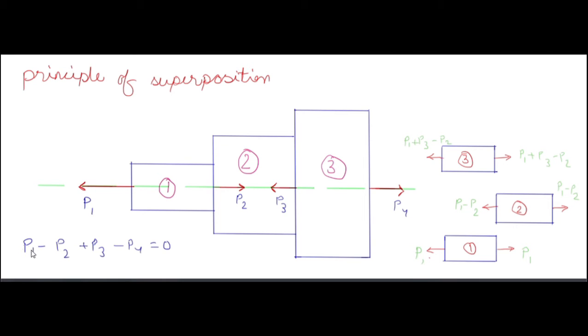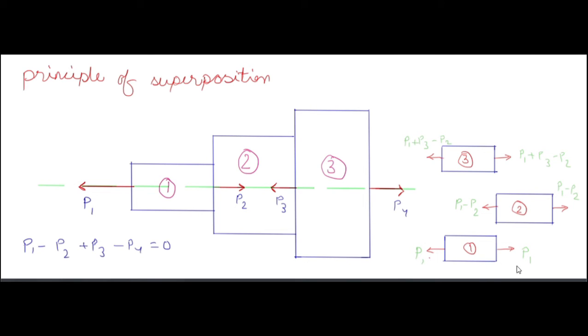Then P2 is in the negative direction, so minus P2. Then P3 is in the same direction as P1, so P3, and P4 is in the same direction as P2, so minus P4. Okay. Now for the first area of cross section we have P1. The force acting on the area of cross section 1 is P1, and this is a tensile force.